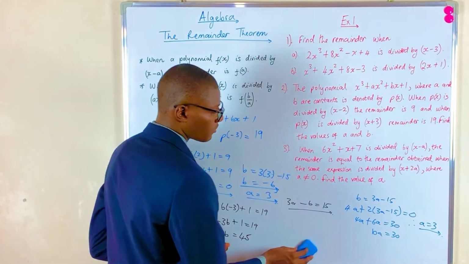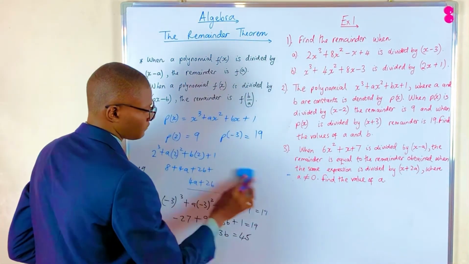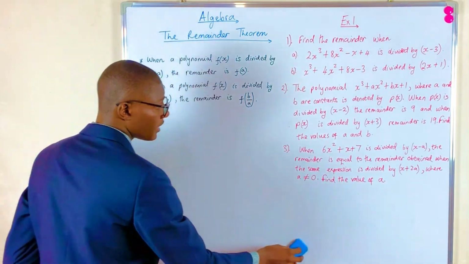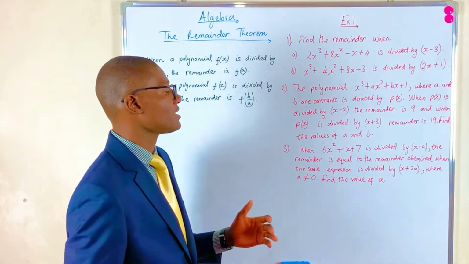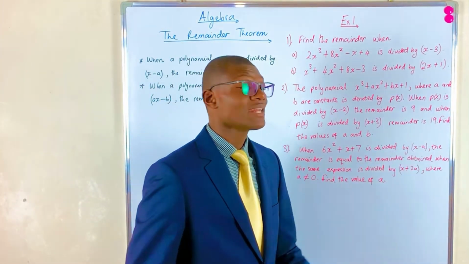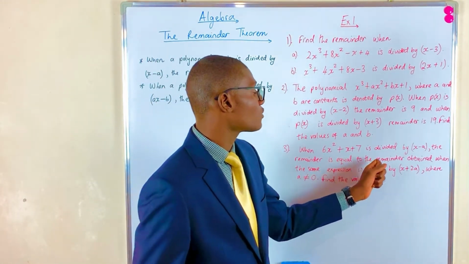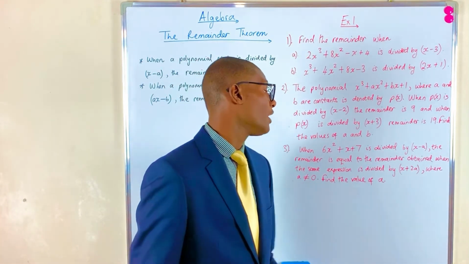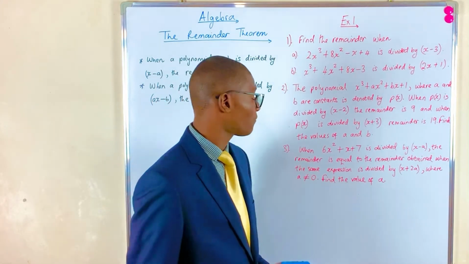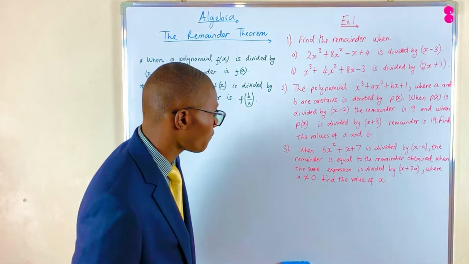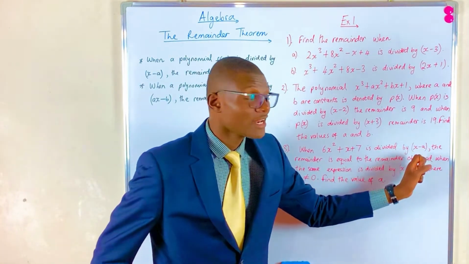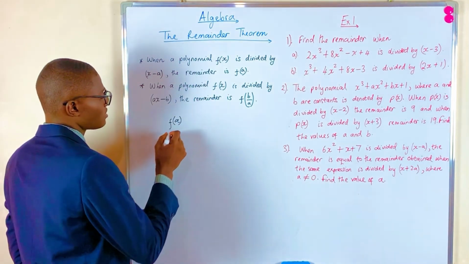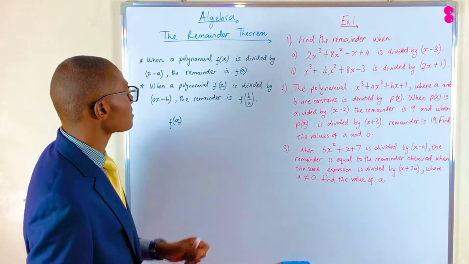So now let's move on to number 3. Okay, so now for number 3, we're told that when 6x squared plus x plus 7 is divided by x minus a, the remainder is equal to the remainder obtained when the same expression is divided by x plus 2a, where a is not equal to 0. Find the value of a. So we're saying in this case, when divided by x minus a, we have f of a, right? This is equal to the remainder that we get.